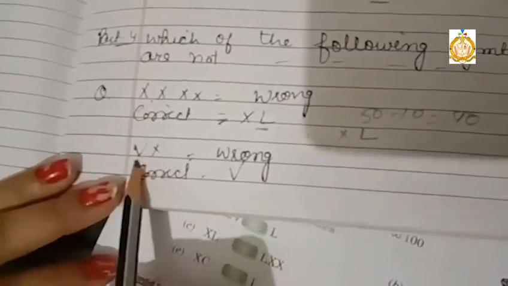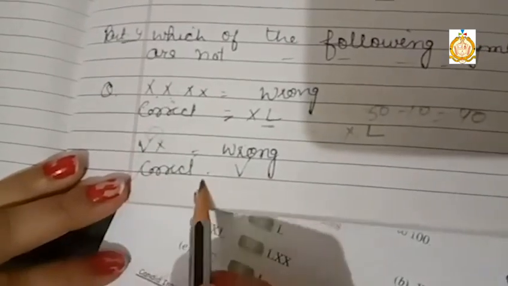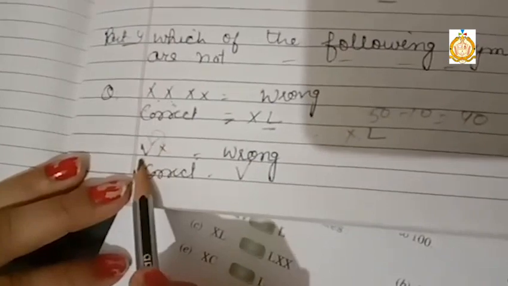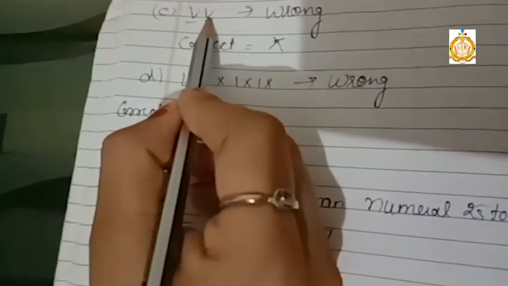VX is the wrong way. We cannot subtract X from V. The right method, X means 10 and V means 5, it means 10 minus 5 is 5. But the correct way to write 5 is V. Now VV, that is 5 plus 5 is 10. But I told you that the Roman numeral of 10 is X.